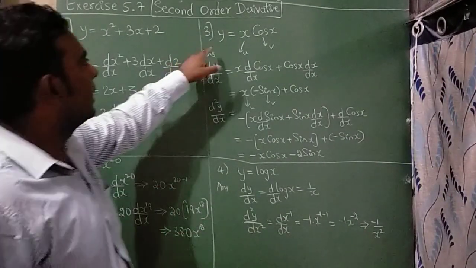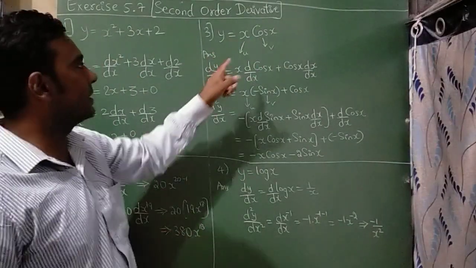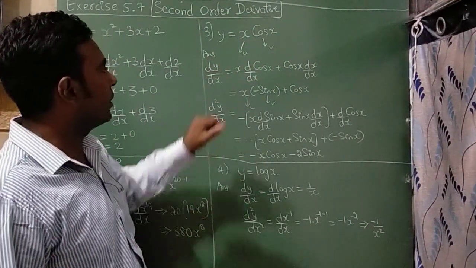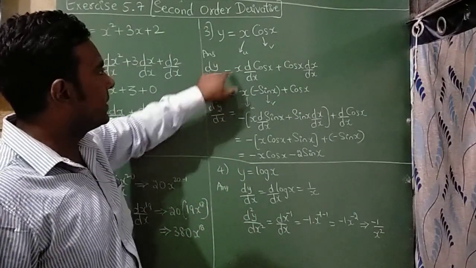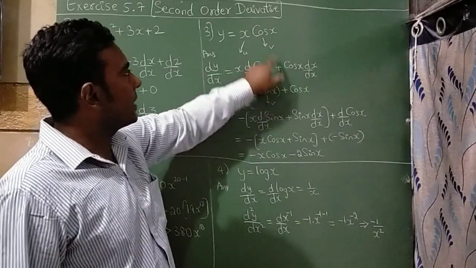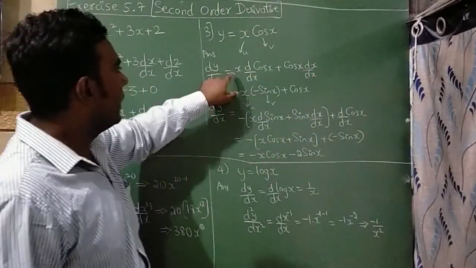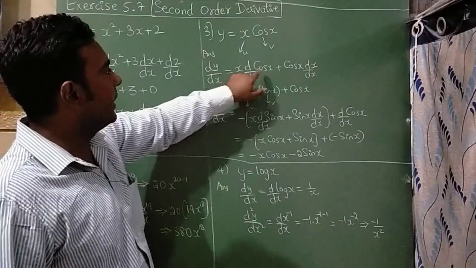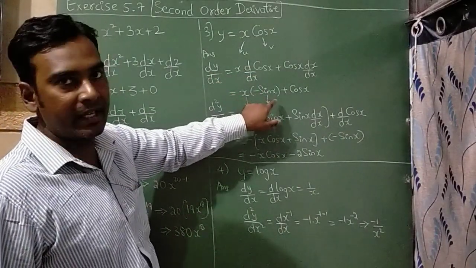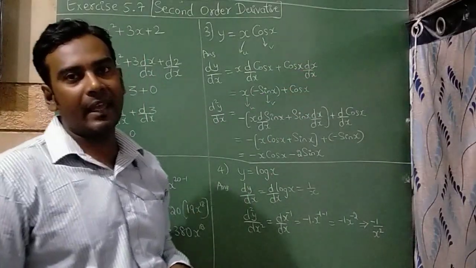Fine. Now third question is y is equal to x cos x. As you know that this is the product rule. So what is the product rule? d by dx of y is equal to, keeping x outside, d by dx of cos x plus cos x d by dx of x. Fine. Now x as it is, d by dx of cos x is minus sin x plus write cos x as it is, dx get cancelled.